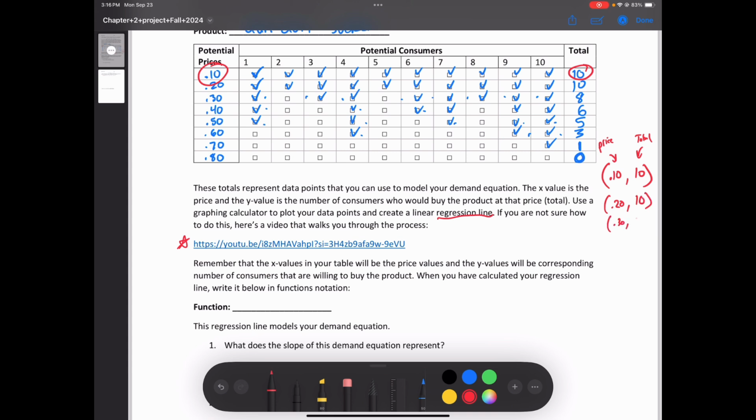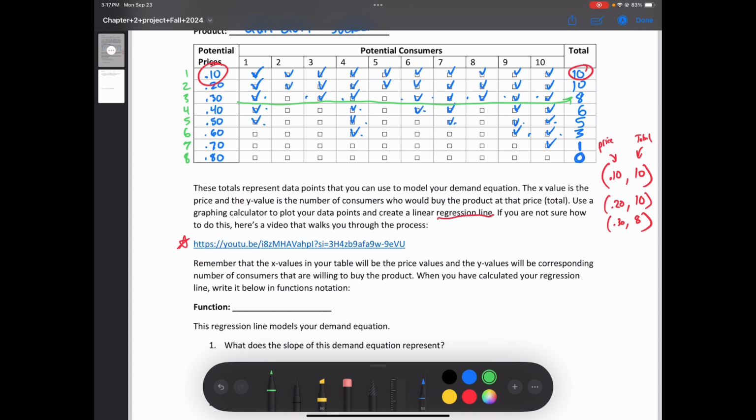My next coordinate point would be 30 cents for my price and 8 for my total, because once again, the corresponding total for 30 cents was 8. And so on and so forth. So how many coordinate points should you have? You should have 8 coordinate points, because you have 8 different potential prices.